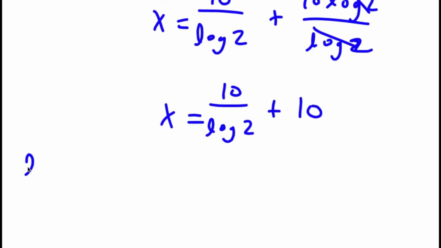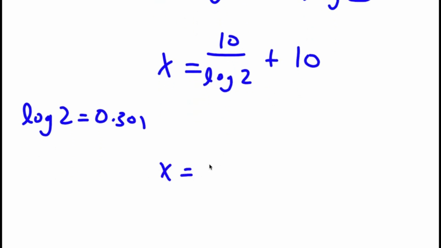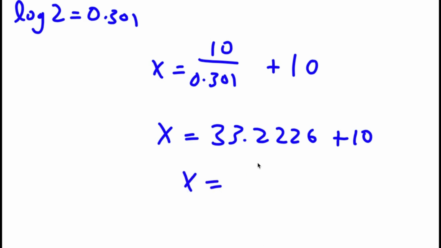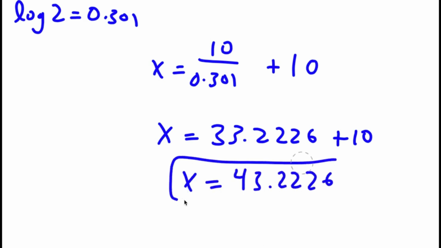Now, log 2 is equal to 0.301. So now I have x is equal to 10 over 0.301 plus 10. And 10 over 0.301 is equal to 33.2226. Now I have this plus 10. So now this is the same thing as 43.2226. So this is my answer.